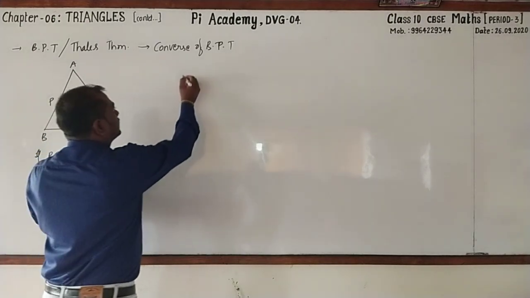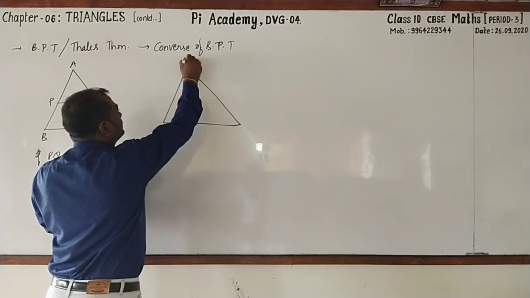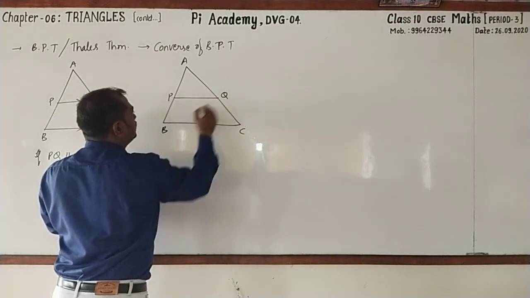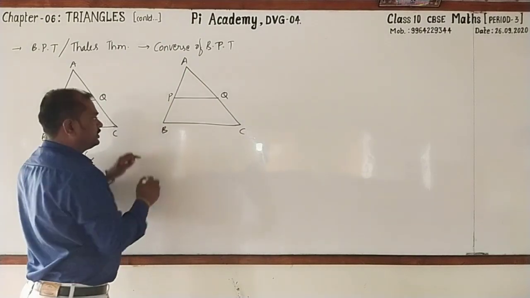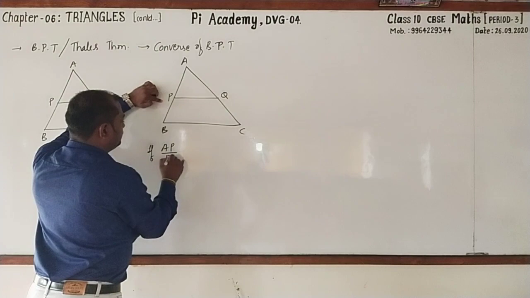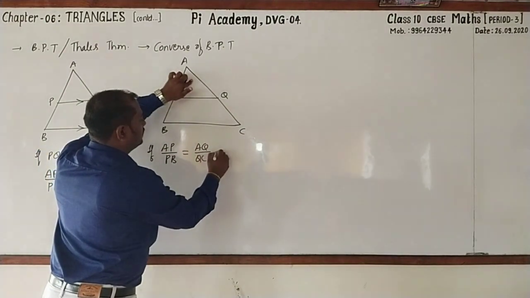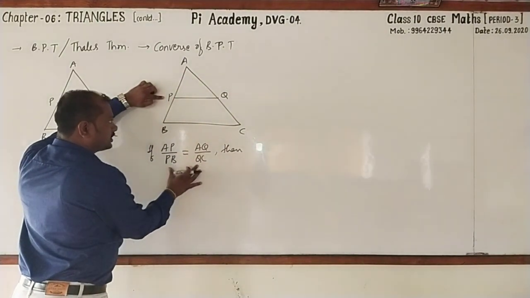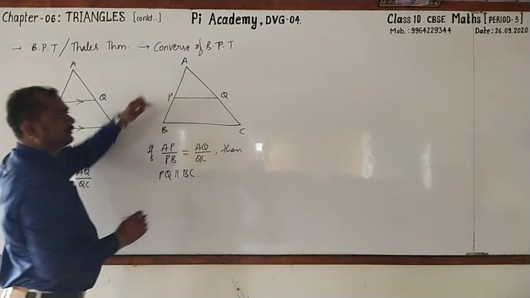Is it not? Again, I am going to draw the triangle ABC. Then let us draw the line, call it PQ, and this line will divide AB and AC in the same ratio. That means we can write AP by PB is equal to AQ by QC. Then how do you write the statement? If this condition holds good, then PQ is parallel to BC.